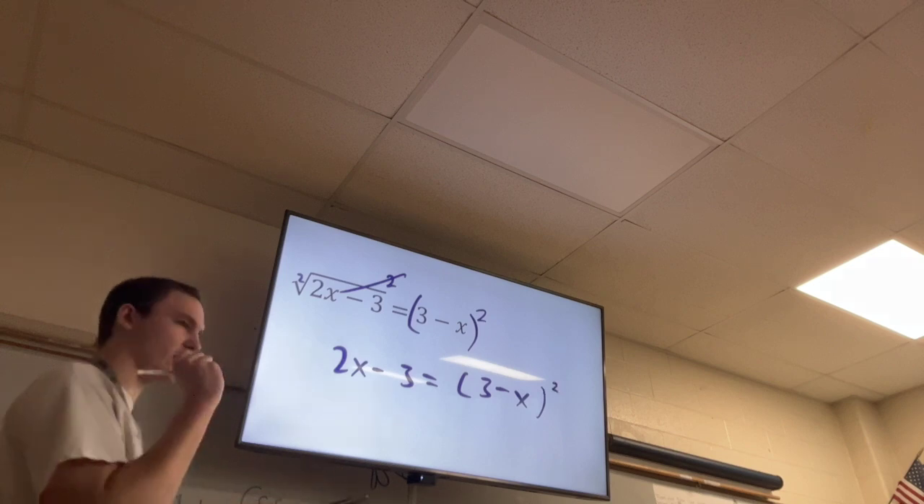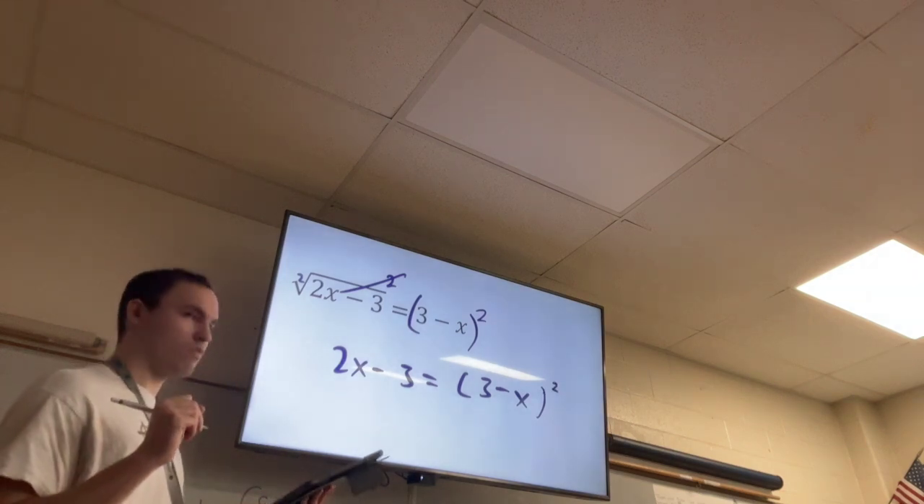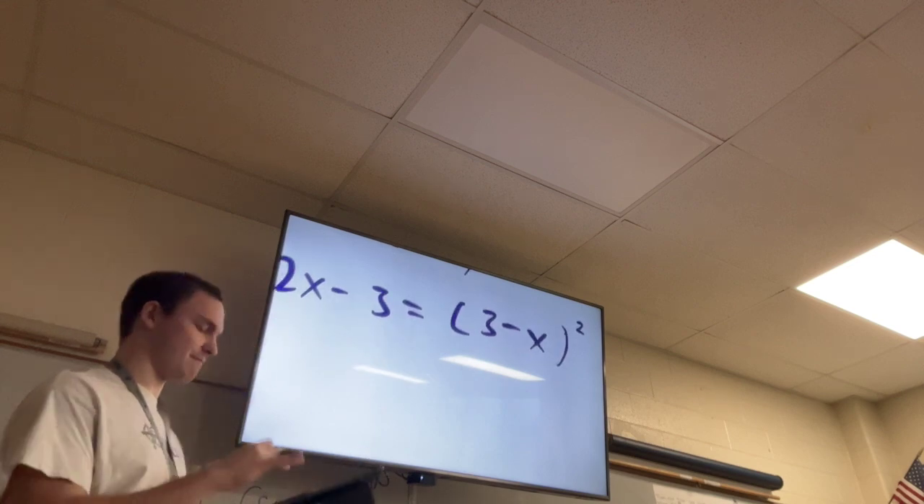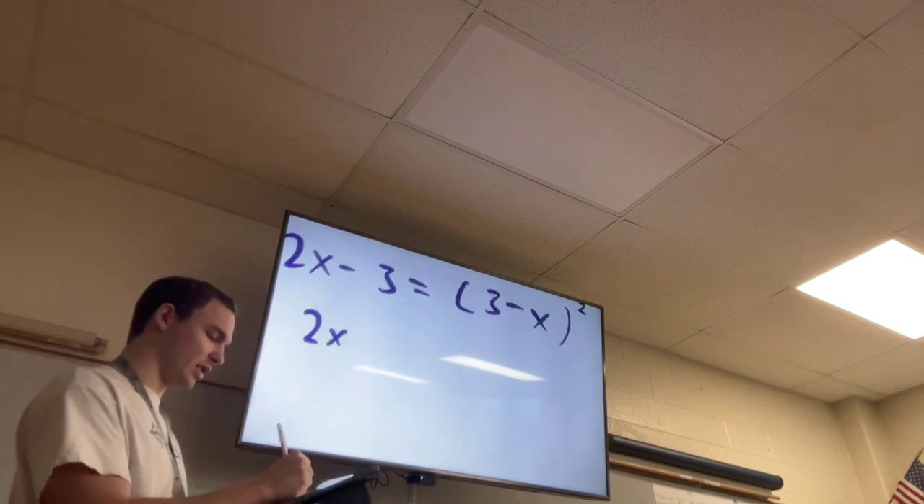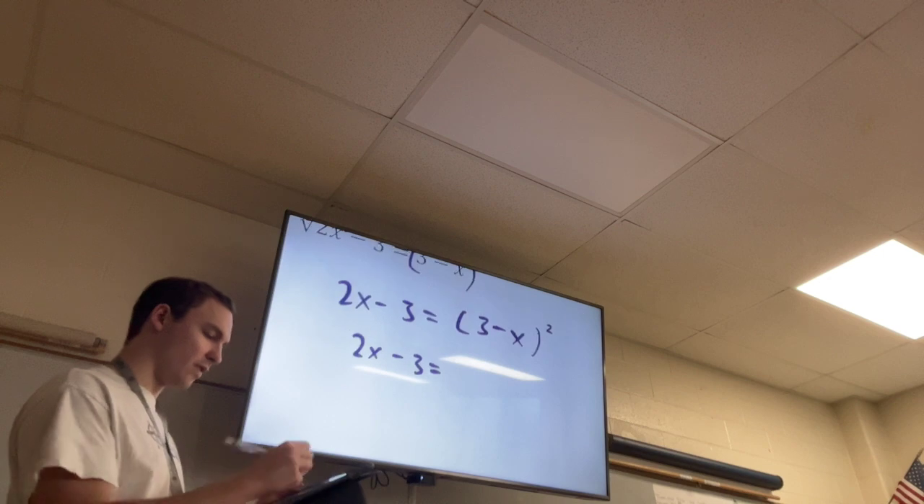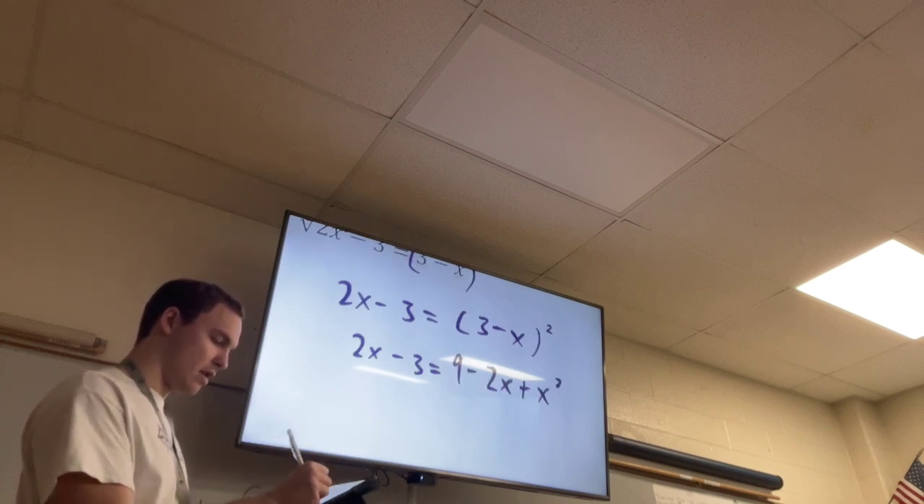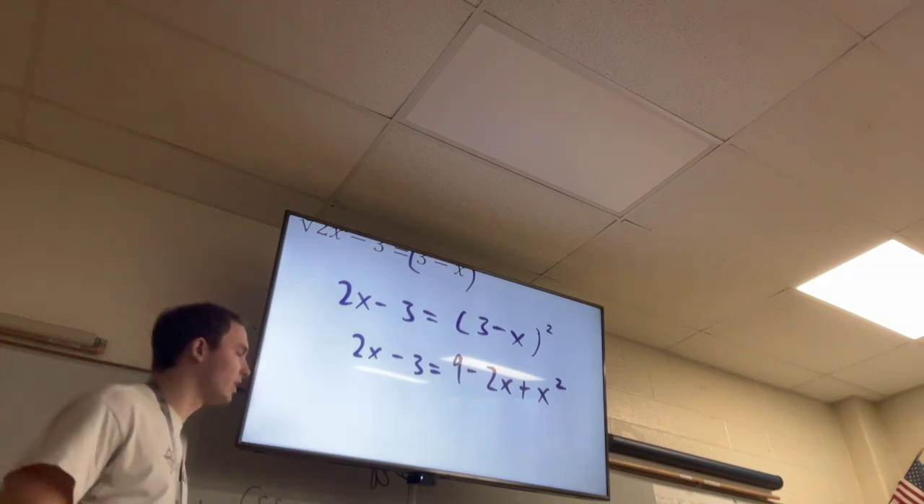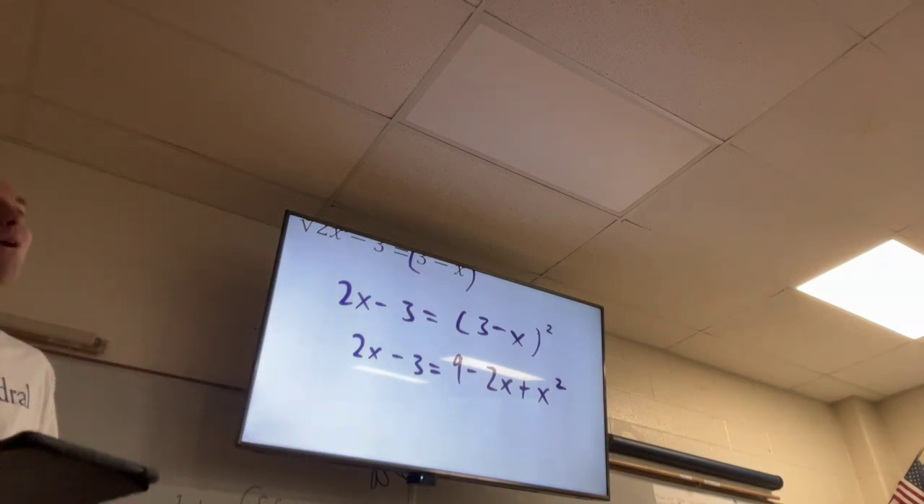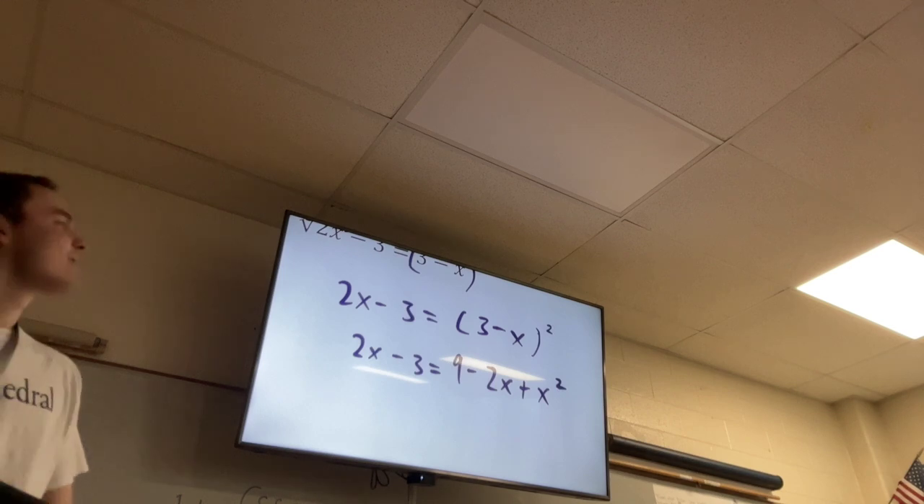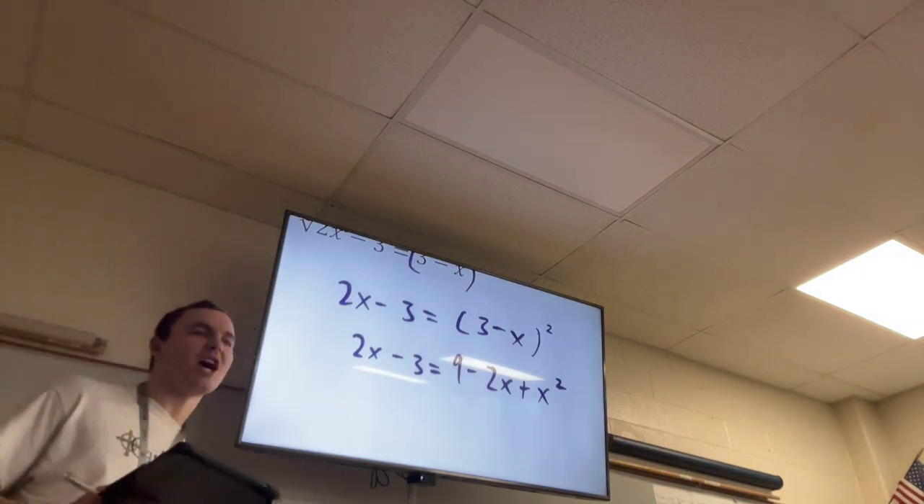How do I solve for x here? I'm going to FOIL that. So it's a quadratic. I have 2x minus 3 equals, FOIL it, you get 9 minus 2x plus x squared. How do we solve quadratics? Coming back to haunt us.